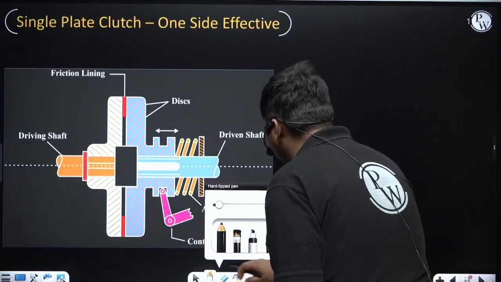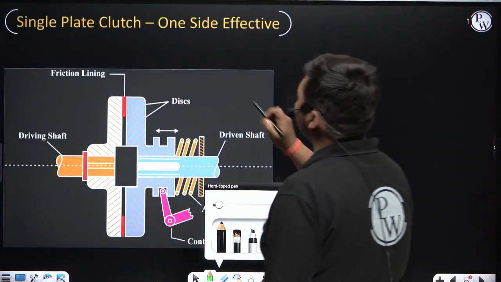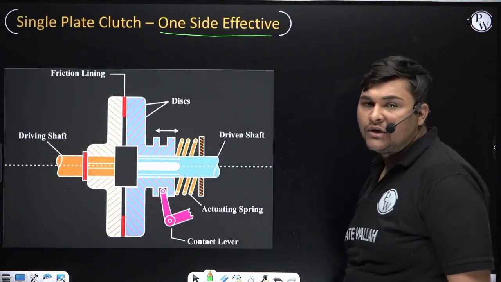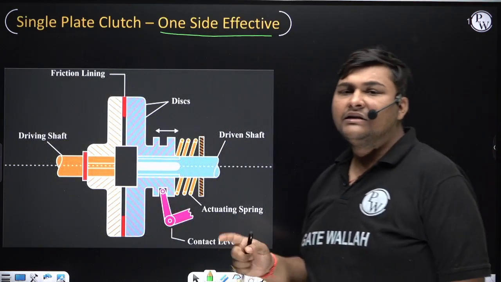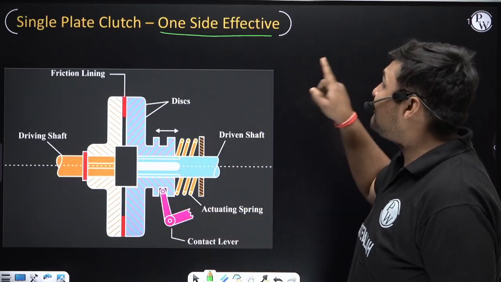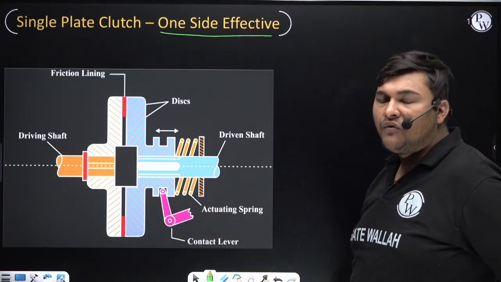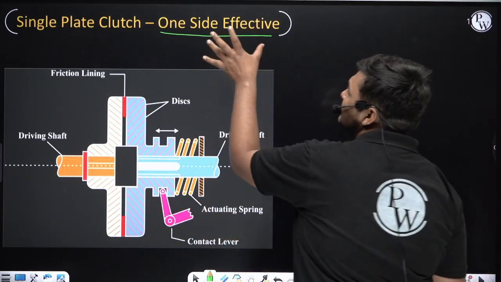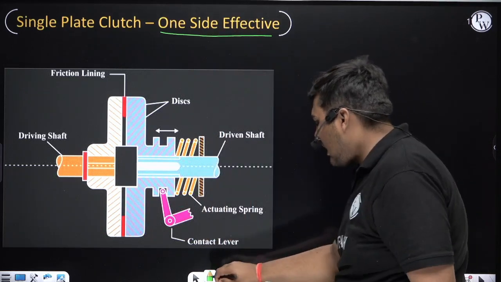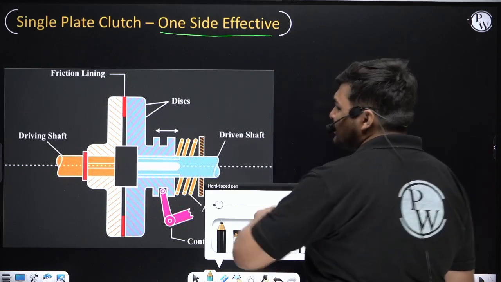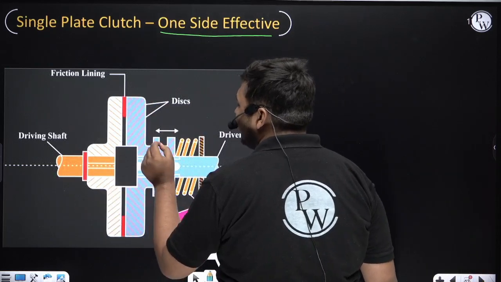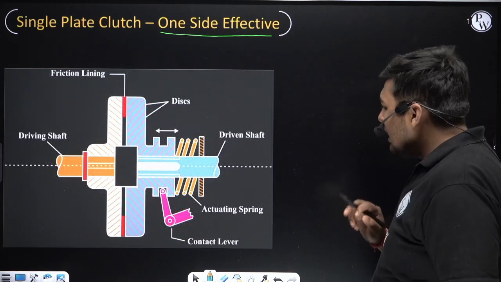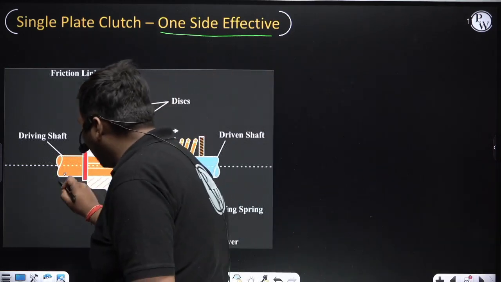In the single plate clutch we will also discuss two cases. The first case is when one side is effective in the single plate clutch. What is its meaning? I will explain. Then I will discuss the single plate clutch when both sides are effective. So first we are doing the analysis of the single plate clutch when one side is effective. Now this is the diagram, or schematic diagram, of the single plate clutch when one side of the clutch is effective. Now you can see this diagram. Here it is the input shaft or driving shaft.